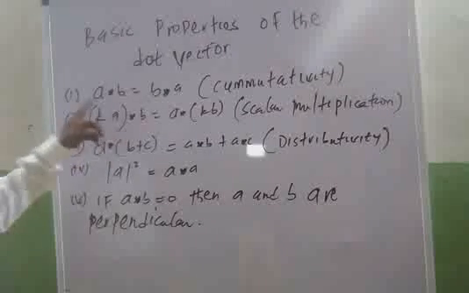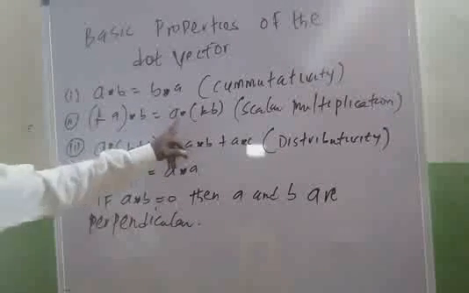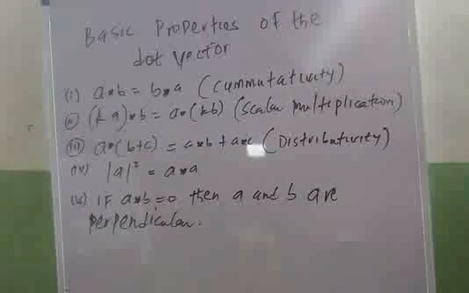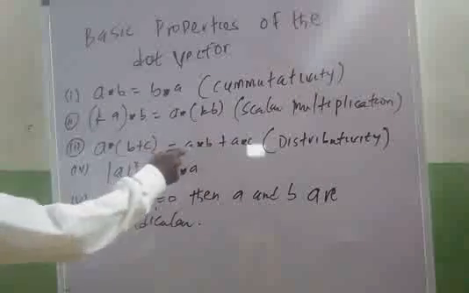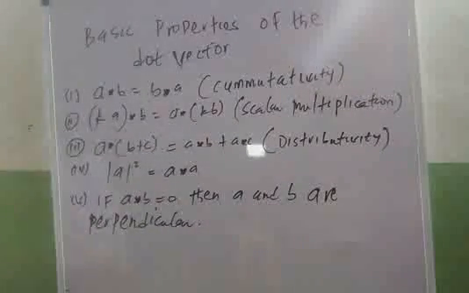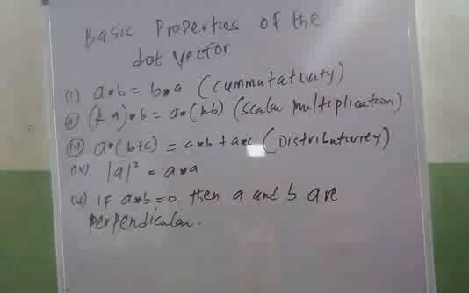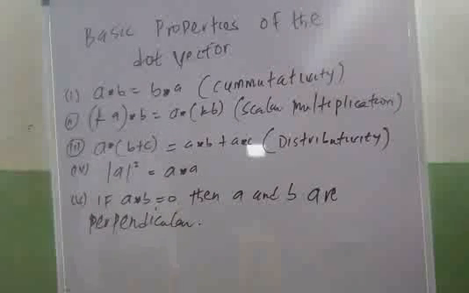then k times A dot B will give you the same thing as A dot kB. That's called scalar multiplication. Then we have the distributive property: A dot (B plus C) is the same thing as A dot B plus A dot C. Then we also have the modulus of A squared equals A dot A. And if the dot product of A and B is equal to 0, then A and B are said to be perpendicular. So we are going to take a few exercises to illustrate these laws.